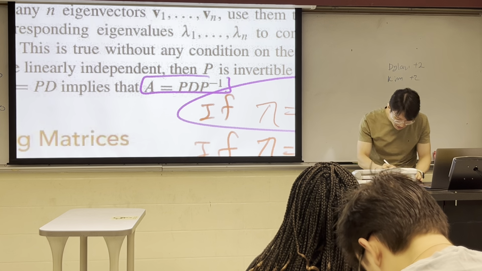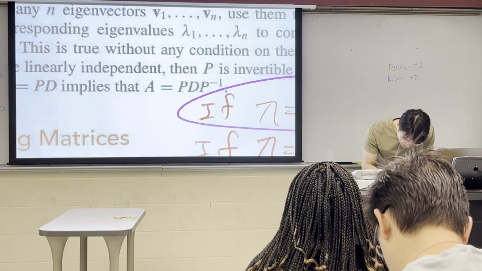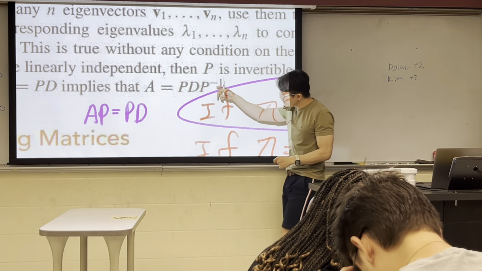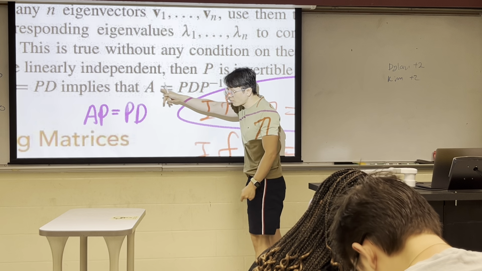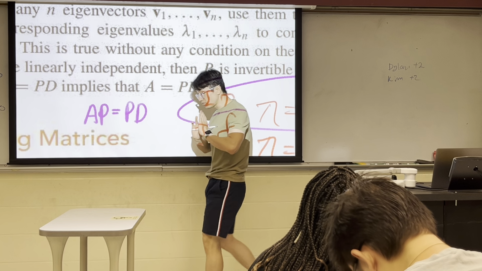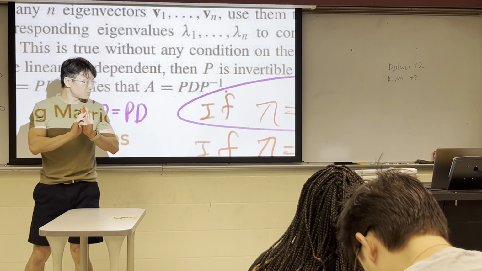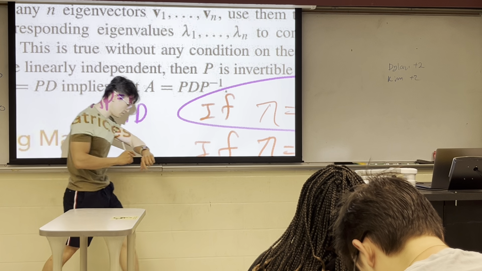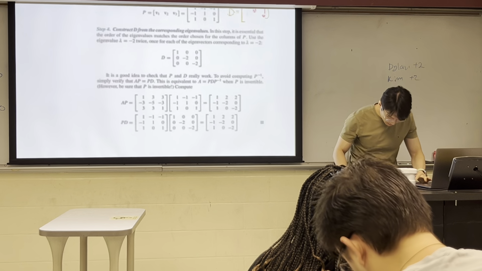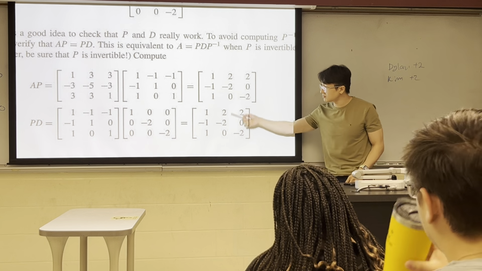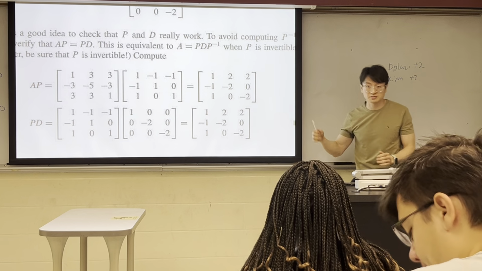But finding the inverse is a lot of process, right? So what you can do is A P equals P D. You multiply P on both sides, then I can cancel this, right? So even without trying to find the inverse of P, I can verify the result. Okay? So you verify this way, and the result will end up this way.